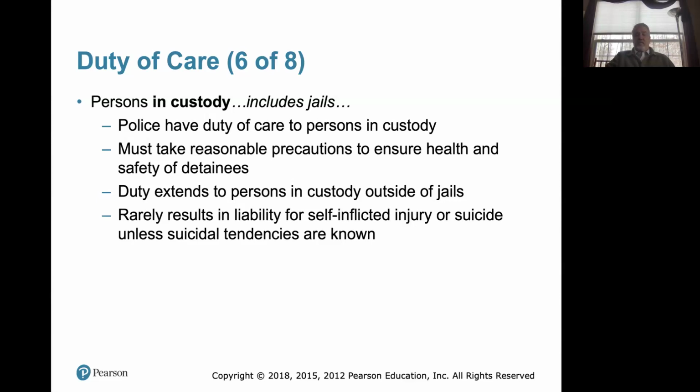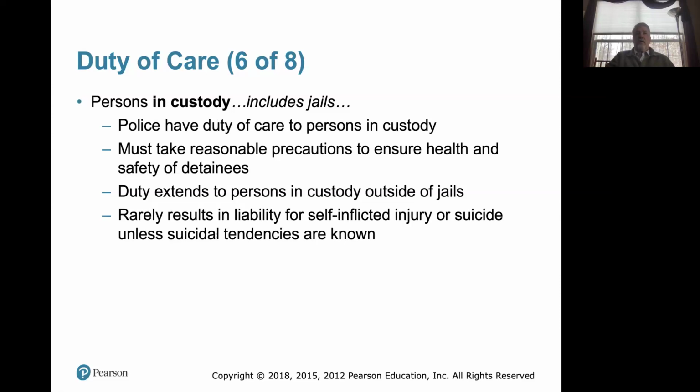And that duty can extend to persons in custody outside of jails. Like I said, in the back seat of the police car as they're going to the jail, or if they're transporting the person from one jail to another, or transporting someone from a jail to a hospital. The police officers now have a duty of care to take care of that person while they're in their custody.